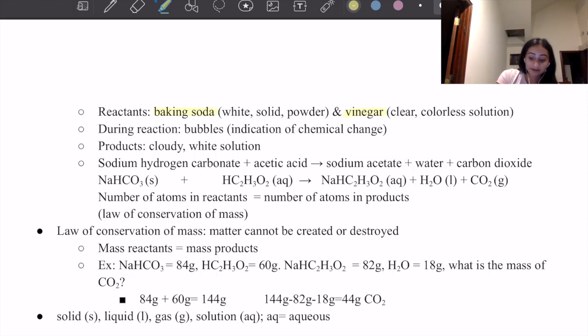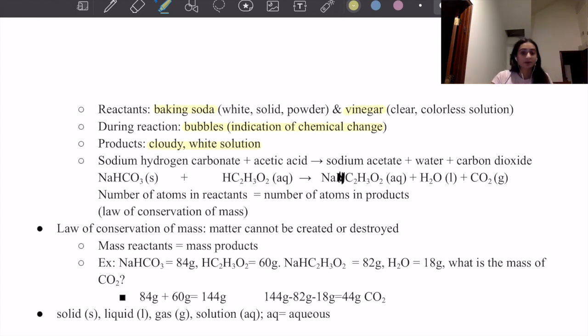So during the reaction, we get bubbles, and that is the indication of a chemical change, like I mentioned earlier. And then we have products, new substances with new properties. That is a big thing of recognizing that new substances were formed, is that they don't have the same properties of the substances you started with.